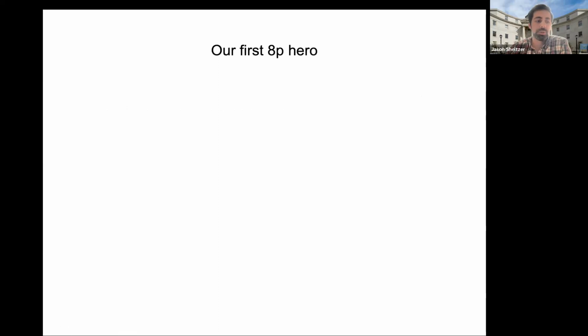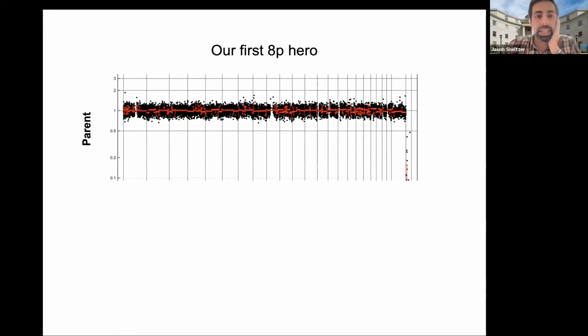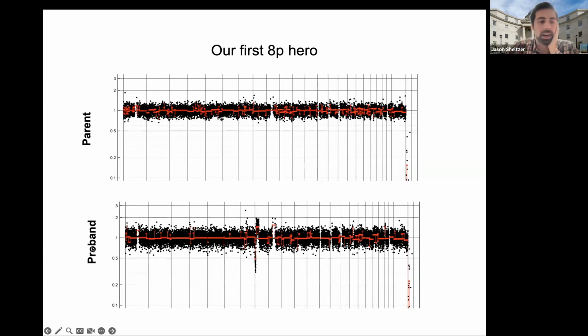So to dive into the research we've done on this project in particular so far, we've received cells from our first 8p hero as well as from their parents. So this is the karyotype from the parents. And you can see that the parents have normal copies of every chromosome. That is, this red line is pretty flat, showing that there are no chromosomal abnormalities that we can detect in the parent. And then the proband, which is another name for the 8p hero.